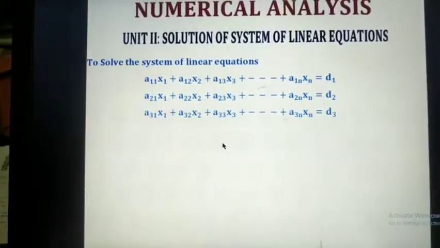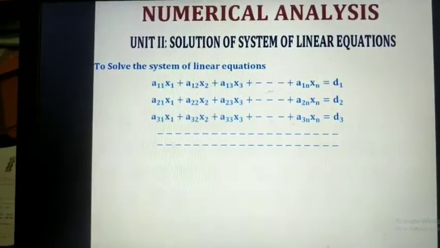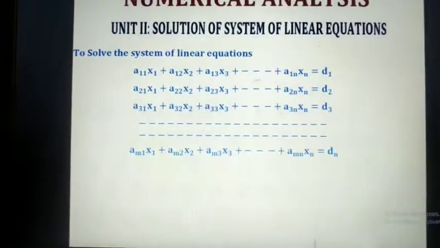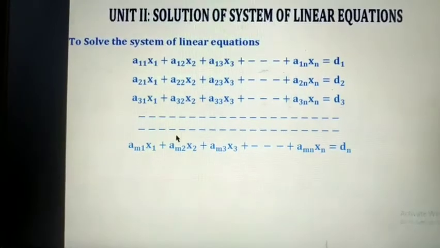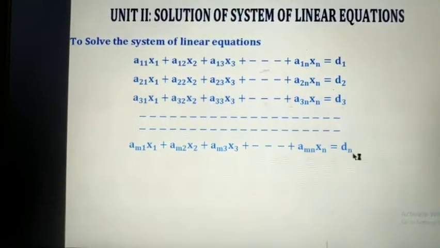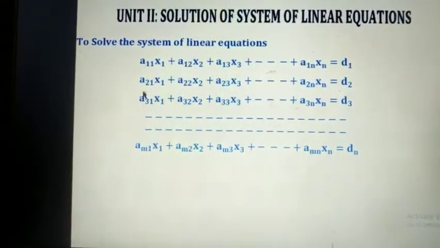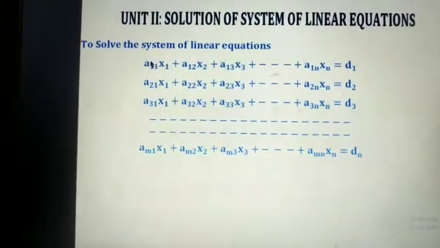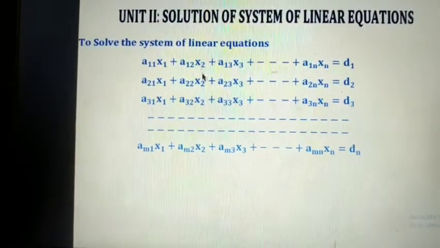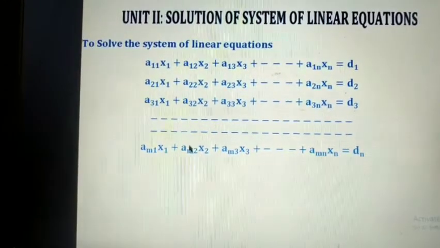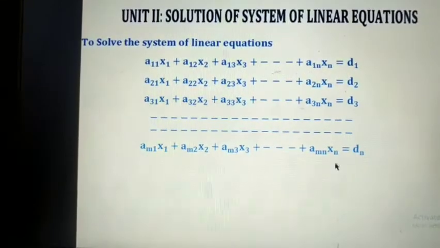In this manner, we continue the equations, and finally we take the mth row as am1 x1 plus am2 x2 plus am3 x3 and so on to be amn xn is equal to dn. Here the coefficients of x1 in the equations are a11, a21, a31, am1. Similarly, the coefficients of x2 are a12, a22, a32 and up to am2, and in the same manner the coefficients of x3 and xn are there.